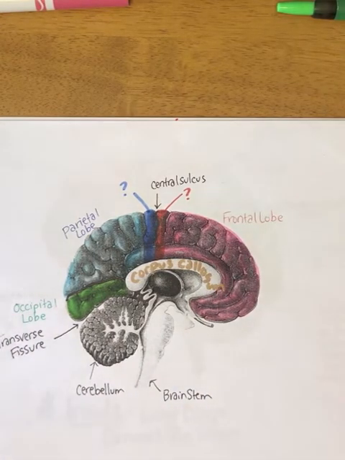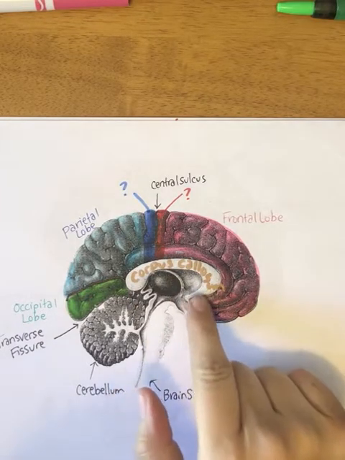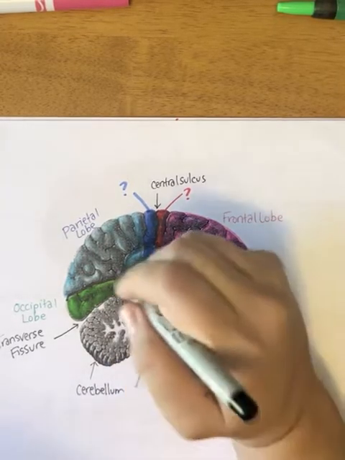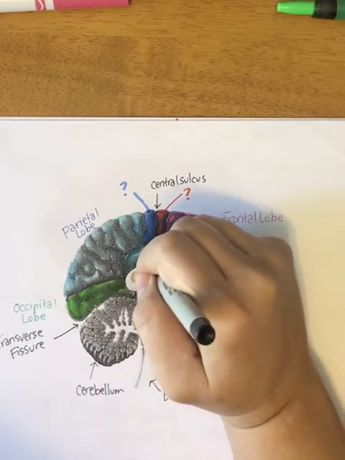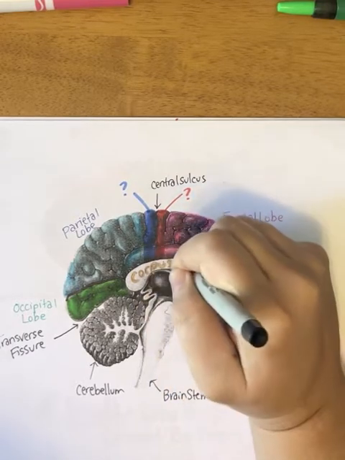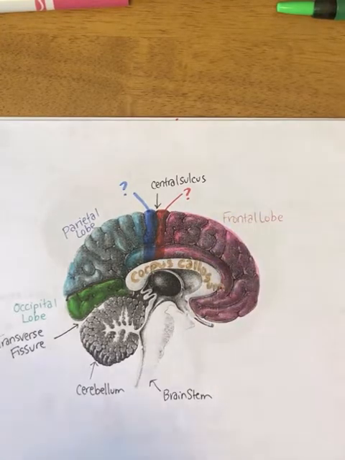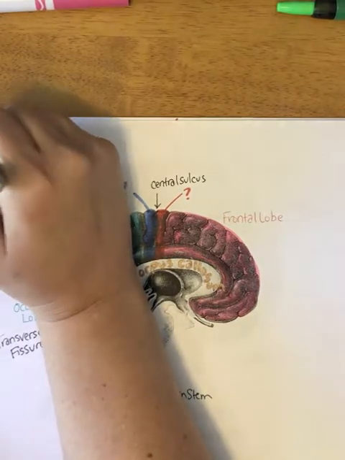The corpus callosum is the structure that connects the two cerebral hemispheres, and it allows the cerebral hemispheres to communicate. That is part of the cerebrum, the corpus callosum. It's important to understand. Now, we're not exactly done with the cerebrum, so we're still talking about the cerebrum. We're just looking at an internal view.